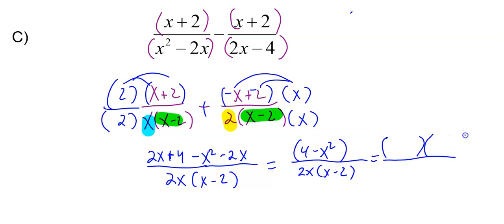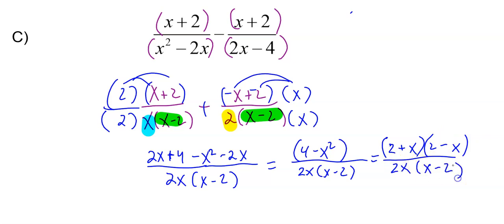So this is going to be difference of squares. So 2 and 2. Square root of x squared is x and x. One of them is plus, one of them is minus. It's a minus right there. One of them is plus, one of them is minus. Okay. And we get 2x times x minus 2.